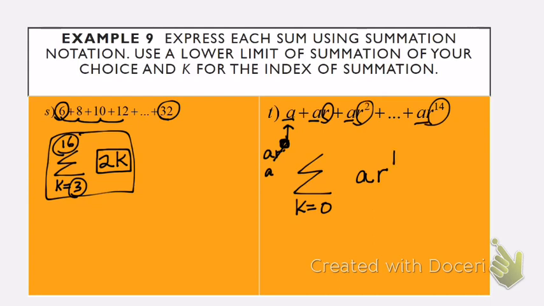So if I let K be my power, and K is 0, that's how I get the first term. If K is 1, I'd get the second term. If K is 2, I'd get the third term. So if K is 14, I'd get the last term. There's my answer. Hopefully this makes sense.